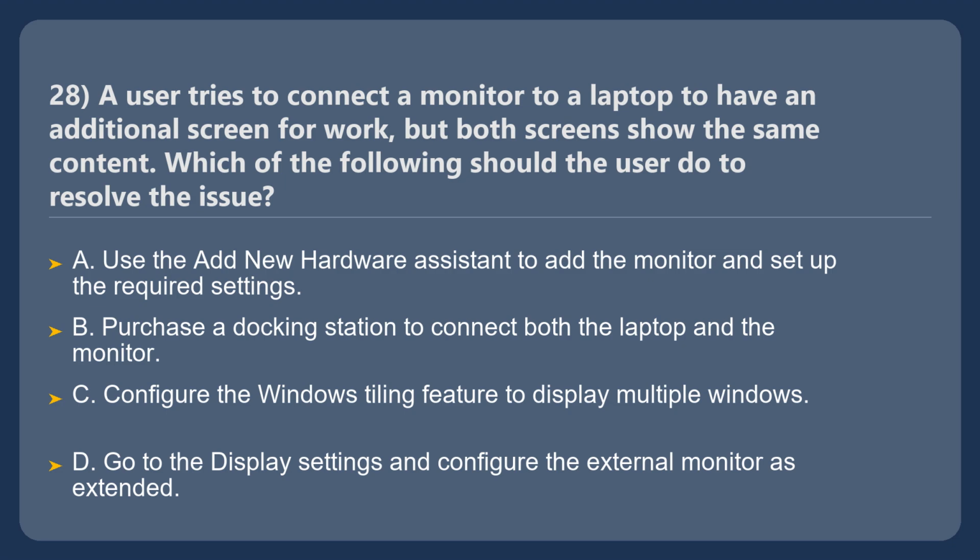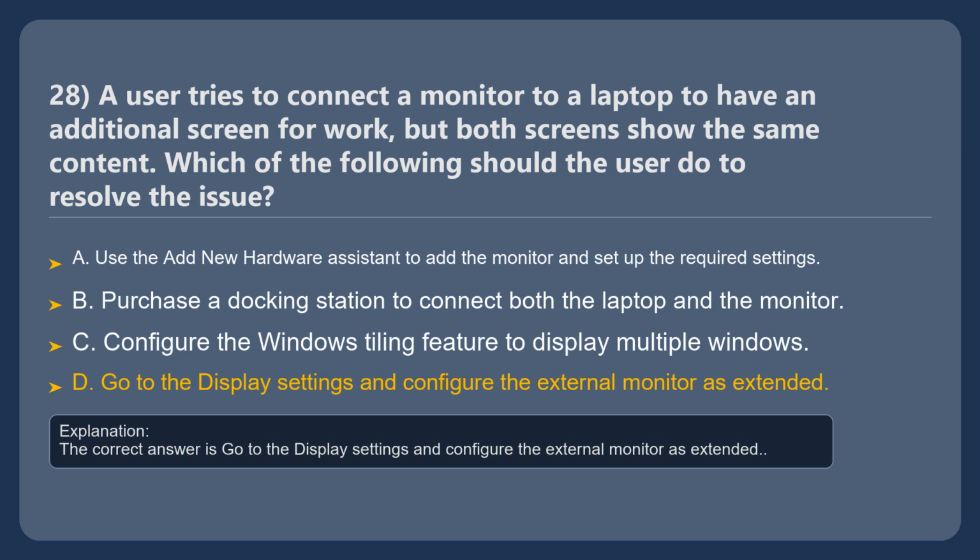Option A, use the Add New Hardware assistant to add the monitor and set up the required settings. Option B, purchase a docking station to connect both the laptop and the monitor. Option C, configure the Windows tiling feature to display multiple windows. Option D, go to the display settings and configure the external monitor as extended. The correct answer is option D.